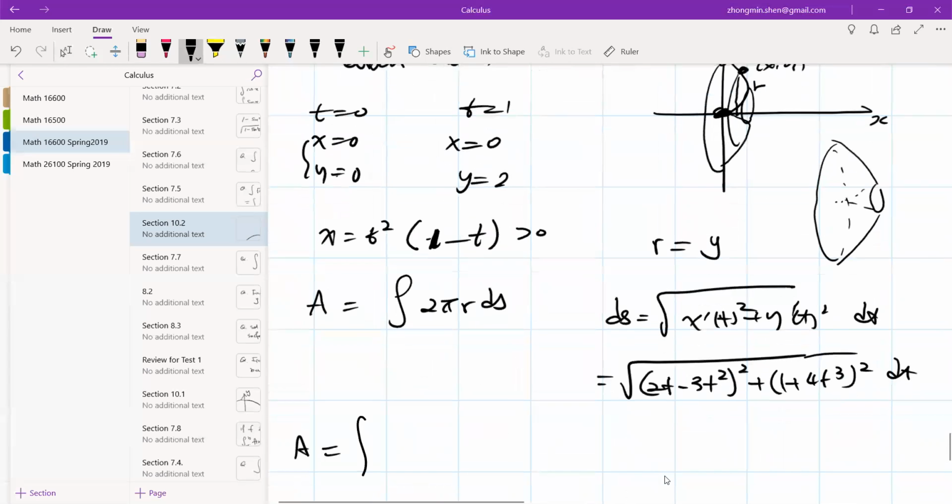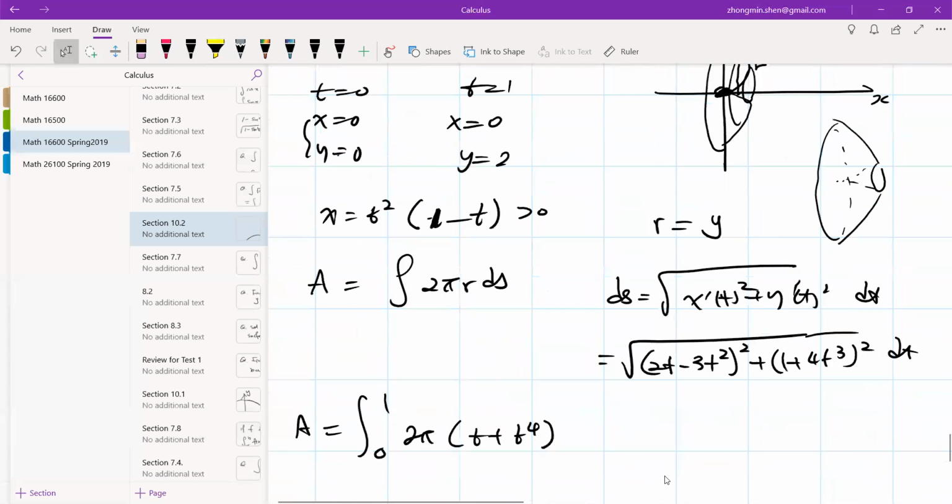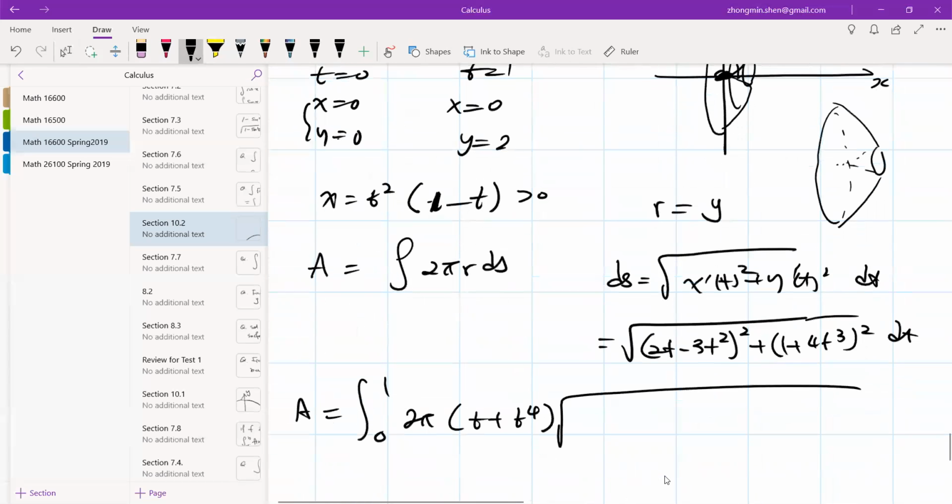So the area is going to be the integral from 0 to 1 of 2 pi times y. Y is going to be t plus t to the fourth power. Everything should be expressed in t, and here will be 2t minus 3t squared, squared, and 1 plus 4t cubed, squared, and dt.